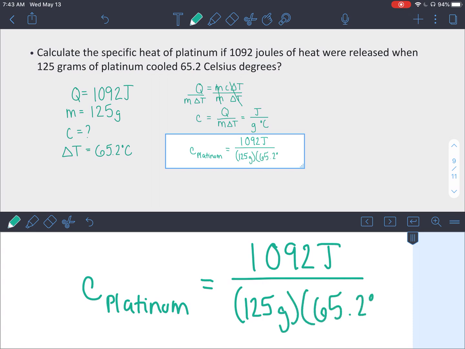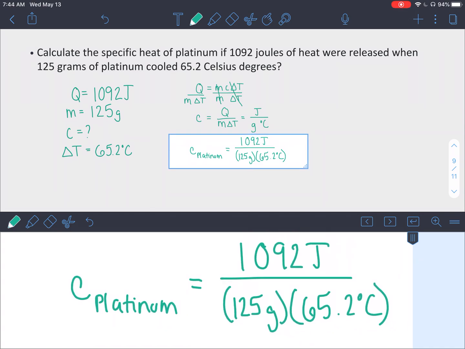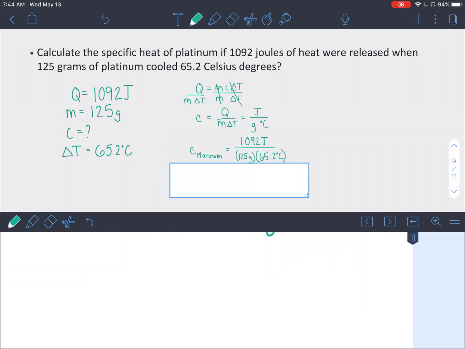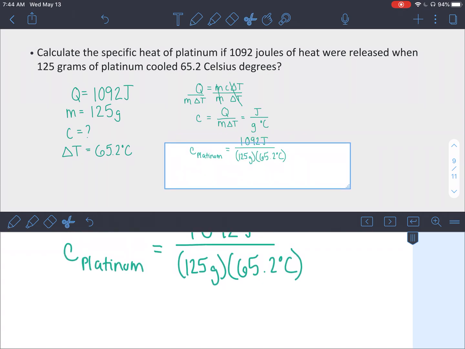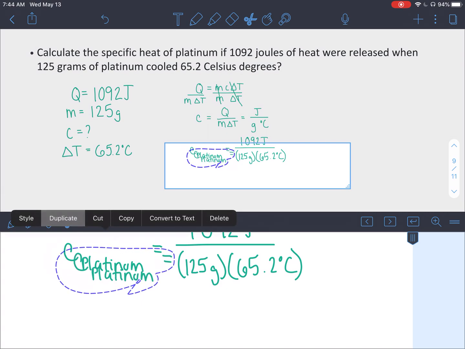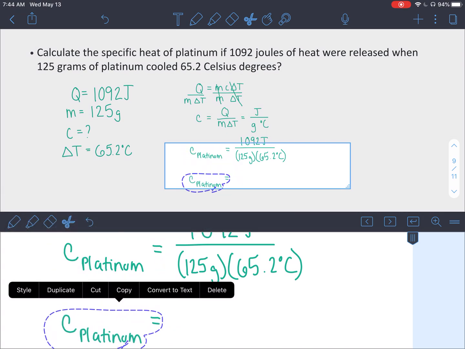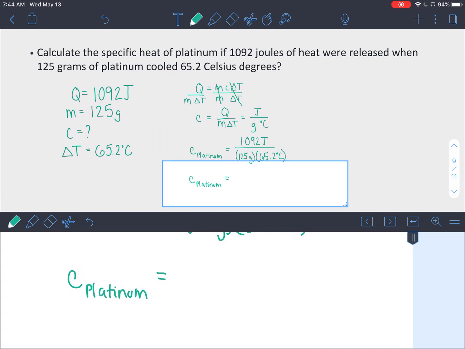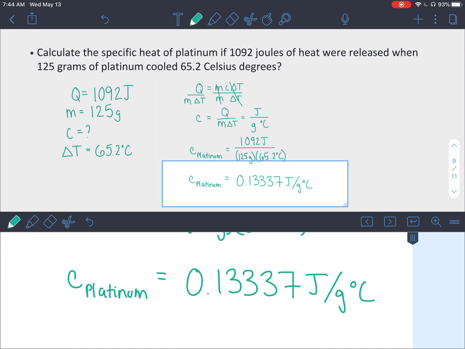I love problems that have the change in temperature already calculated. I know it's just a little subtraction problem, but it feels nice. It's like a little bonus that they gave you. All right, so plug this into a calculator and you will get a specific heat of platinum to equal 0.1337 joules per gram degree Celsius.